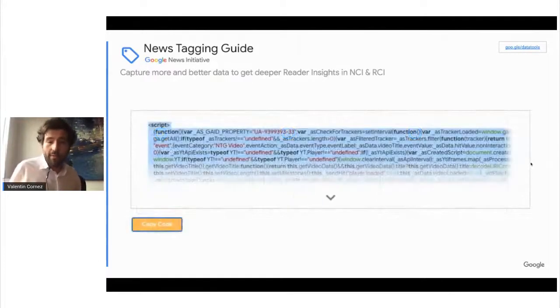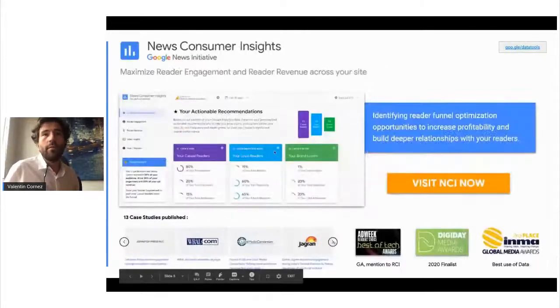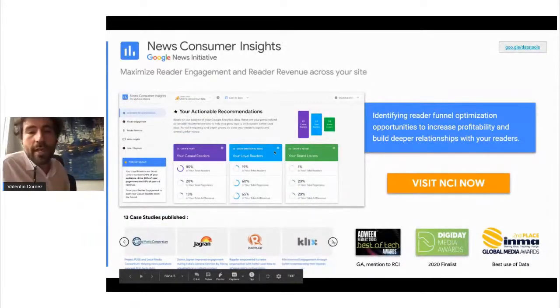This is an example of a tag that you will find in the tool. This is the NTG video tag. And just by copy-pasting that tag on your site, you'll be able to collect that data and get a new type of information. While NTG can be used on its own, we designed the tool as a companion to NCI and RCI. The new engagement data measured in GA unlocks new insights in NCI and RCI 2.0. So, which brings us to the focus of today, NCI.